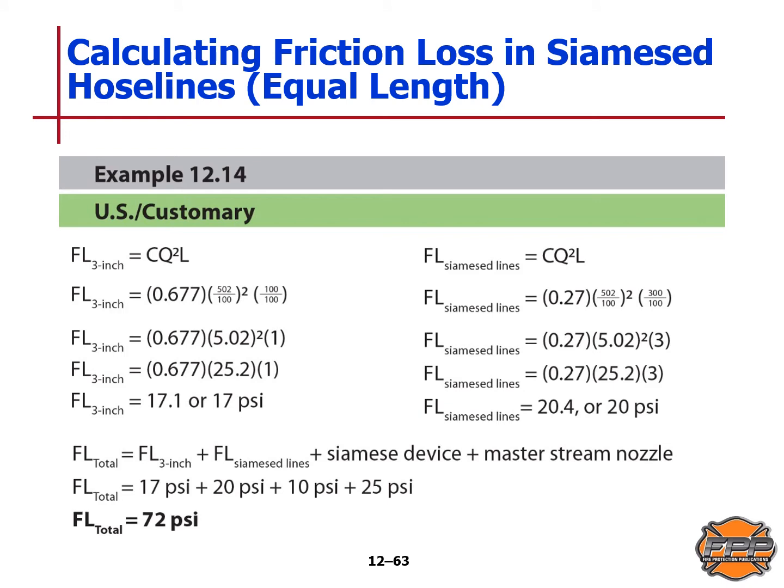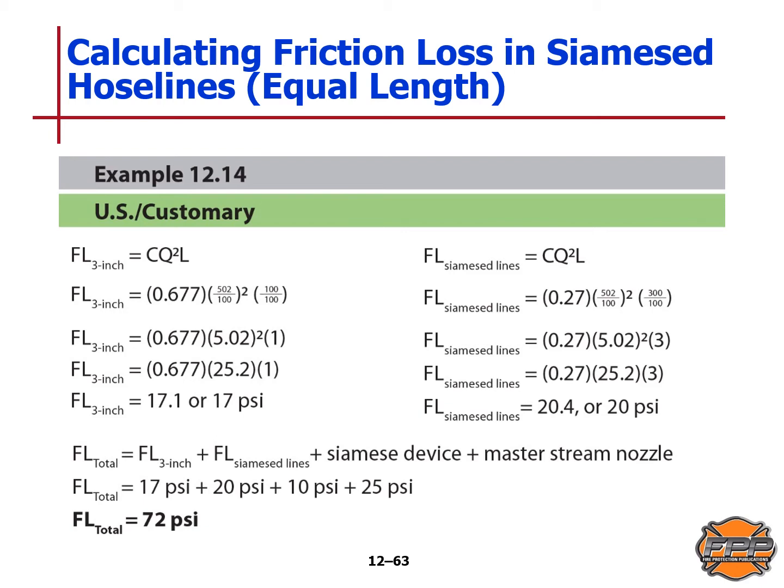When calculating friction loss in Siamesed hose lines of equal length, using example 12.4, you have friction loss of 3-inch equals CQ squared times L. The friction loss of 3-inch equals 0.667, which is your constant, times 502 gallons per minute divided by 100, squared, times 100 feet of hose divided by 100. Once you work out the math, it gives you 0.667 times 5.02 squared times 1. Friction loss of 3-inch equals 0.667 times 25.2 times 1. And then when you finish working out the math, you get 17.1, or 17 psi.